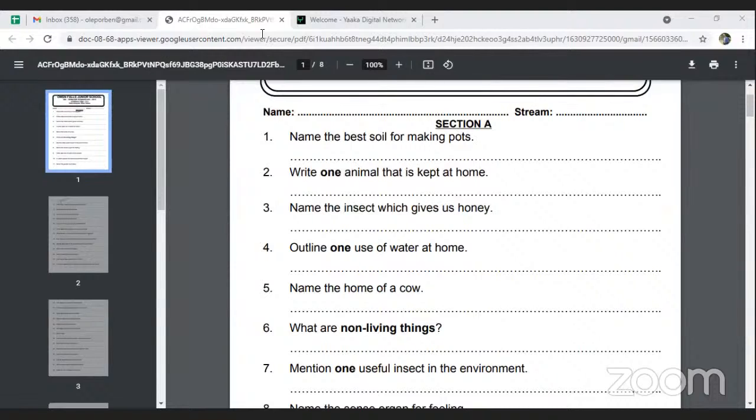Okay. Name the home of a cow. Kraal. Correct. Asante, after answering, you also ask the other one. The other one also, after answering, you ask this one. Like that. That's what I'm waiting for.